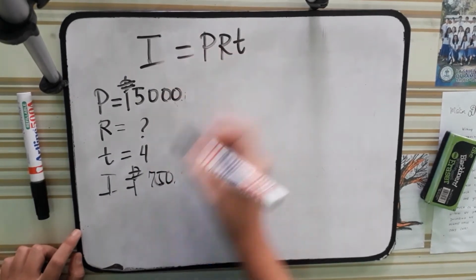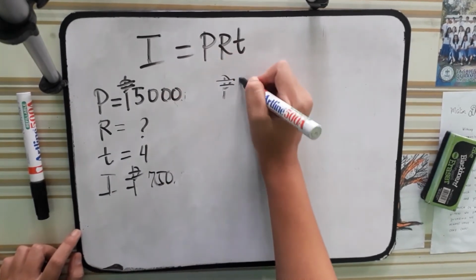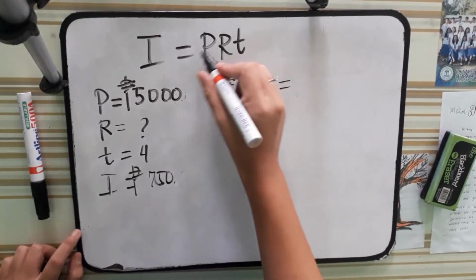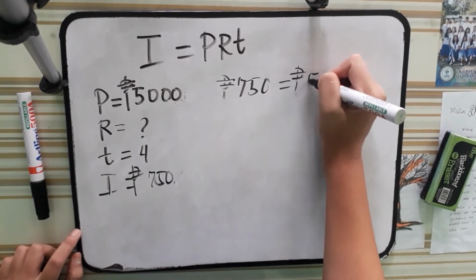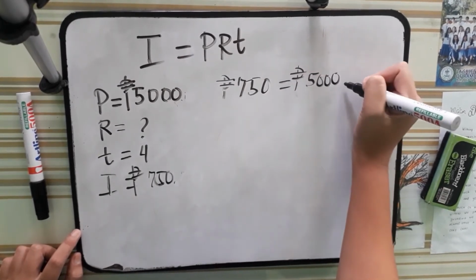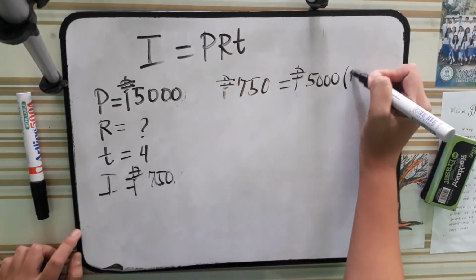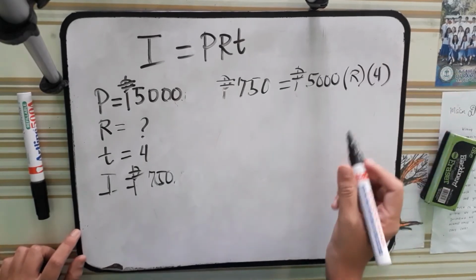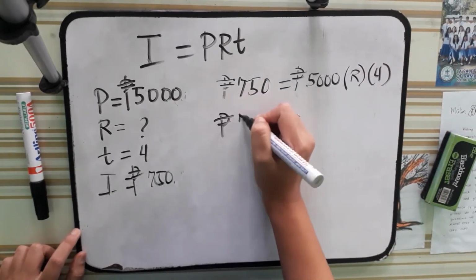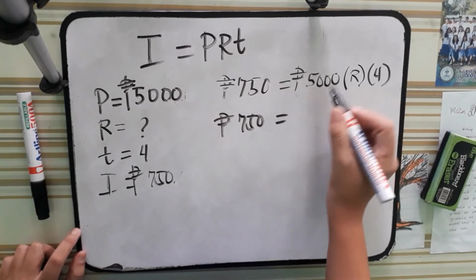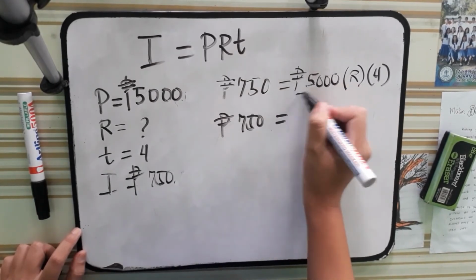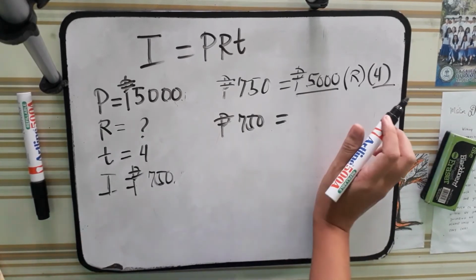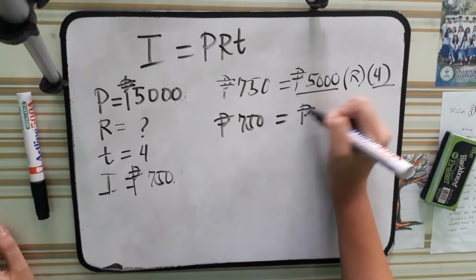So I is equal to 750 pesos. We change I to 750 pesos, which is equal to our principal, 5,000, multiplied by the rate, which is unknown, so we just write R, and our time, which is 4. Just copy 750 equal to. We need to multiply first our principal and our time. So 5,000 times 4 is equal to 20,000 pesos.